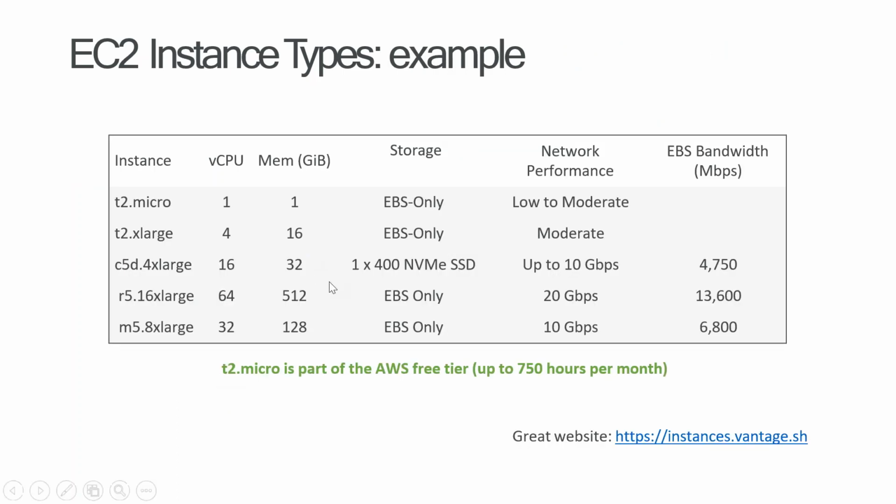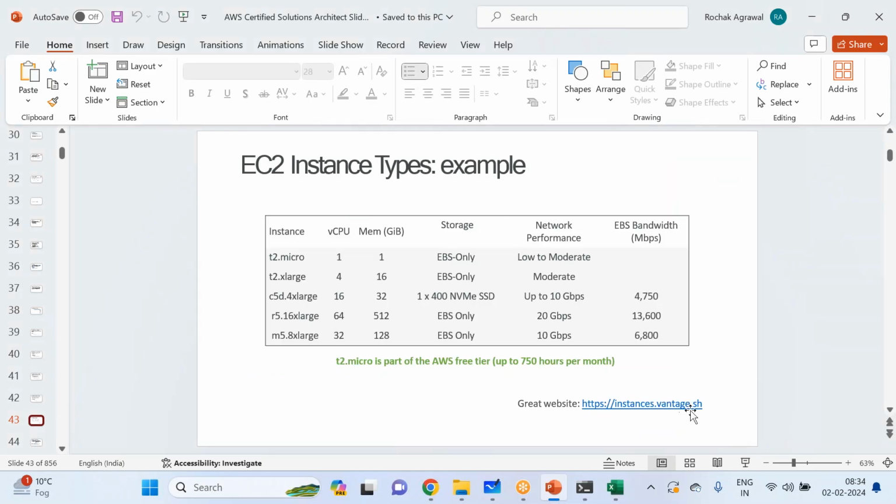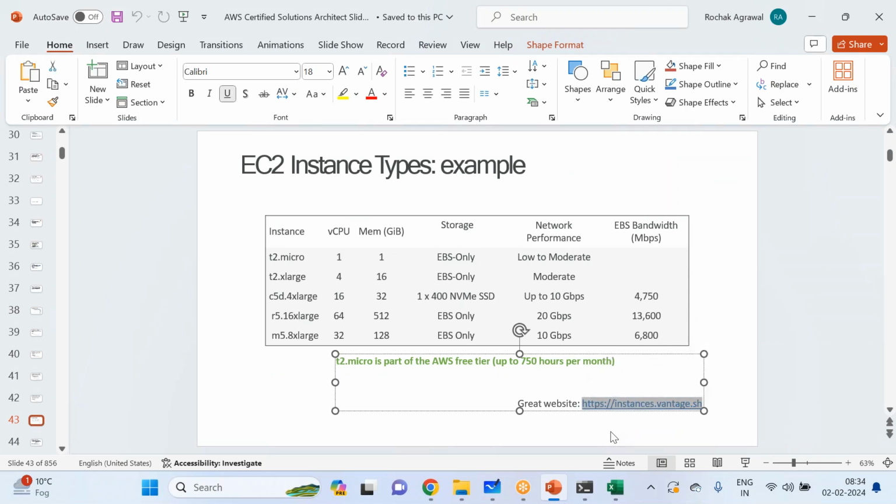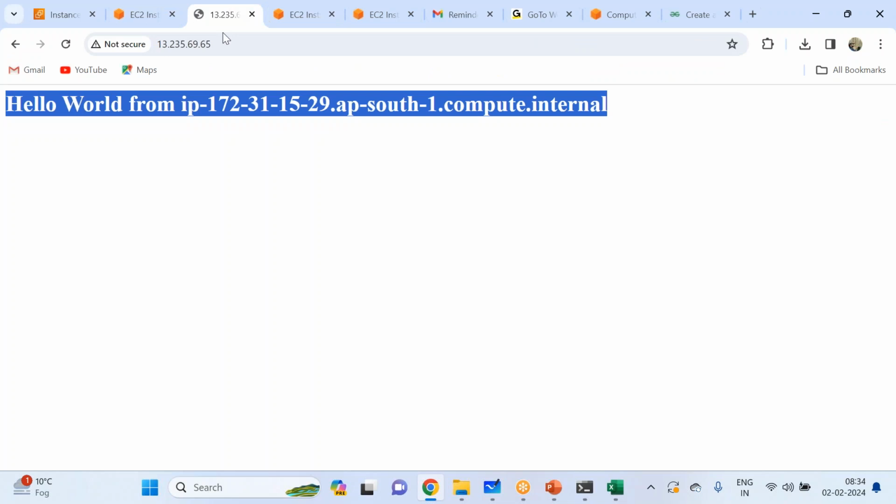So in the instance type example we have seen CPU, memory, storage. For storage we will cover EBS only. EBS is Elastic Block Store, and network performance. Sometimes you need to select based on the network performance also. You can see C4, C5D, 4xlarge, up to 10 Gbps. So there could be multiple factors. And if you want to see more, go to this website, instance.vantage.sh.